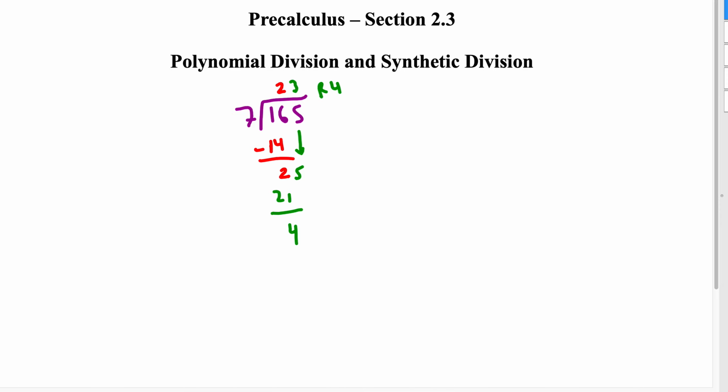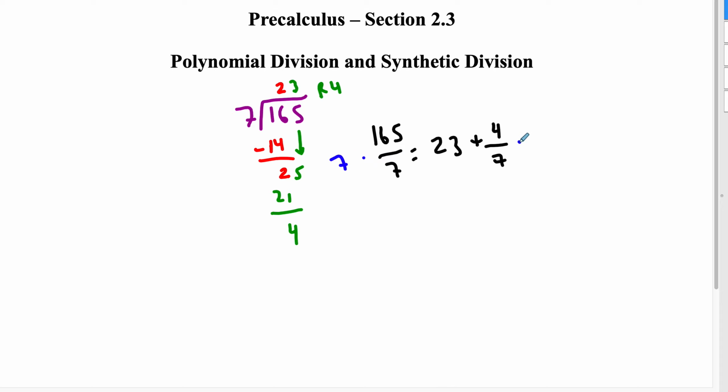Now, this is very important. We took 165 and we divided it by 7. What did we get after we did that? We got 23 plus a remainder of 4, or 23 and 4/7, right? This is kind of important because when we write remainders as polynomials, whatever we're dividing by goes under the remainder. By the way, this does work.